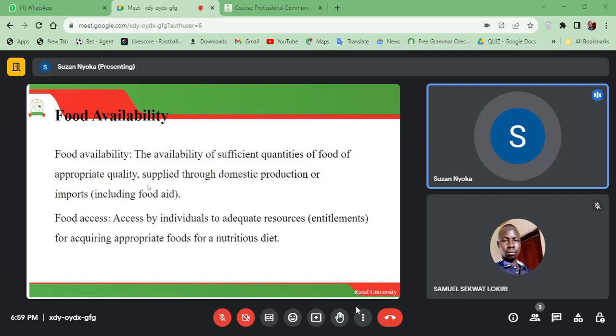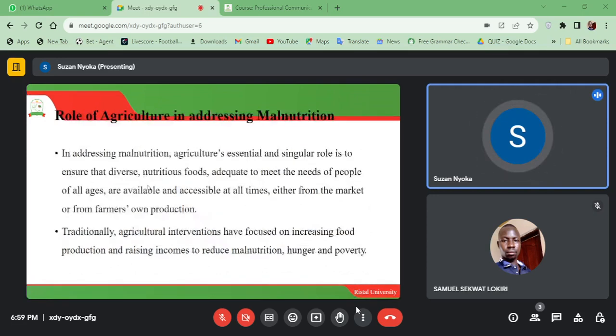Food availability: the availability of sufficient quantities of food of appropriate quality, supplied through domestic production or imports, including food aid. Access: the access by individuals to adequate resources or entitlements for acquiring appropriate foods for a nutritious diet. The roles of agriculture in addressing malnutrition.